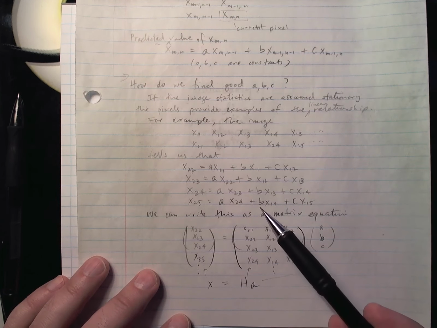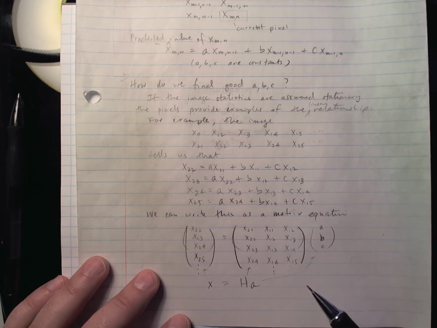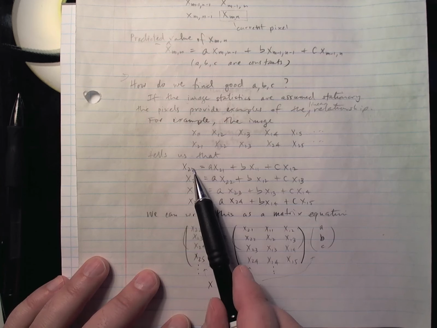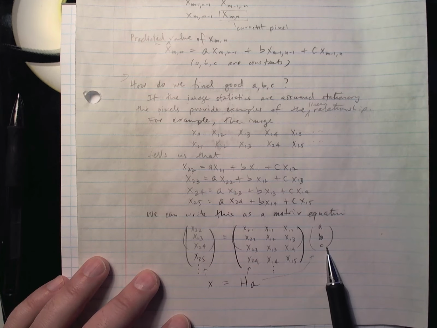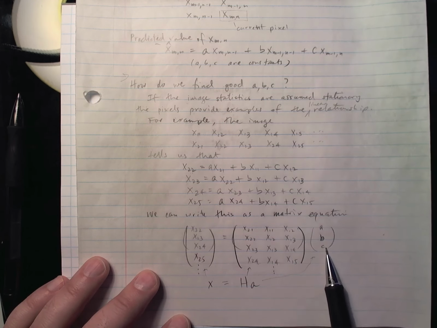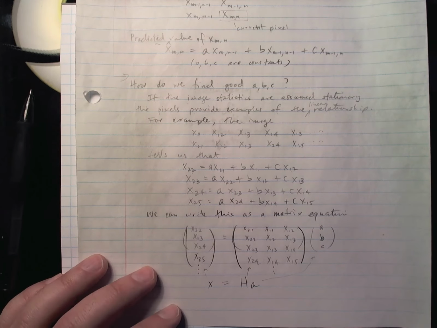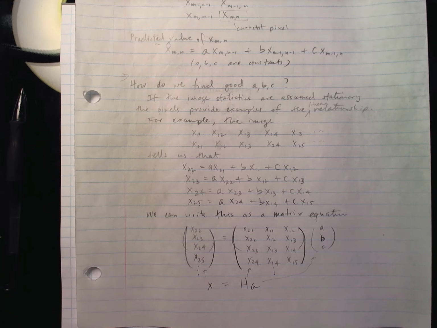We see that this set of linear equations can be written as a matrix equation. So we put all the left-hand values in here, all of the neighbor pixel values in this matrix, and we see that writing it this way with A, B, C in a vector is the same as writing these equations. And this can be all summarized by one matrix equation. X is equal to HA.